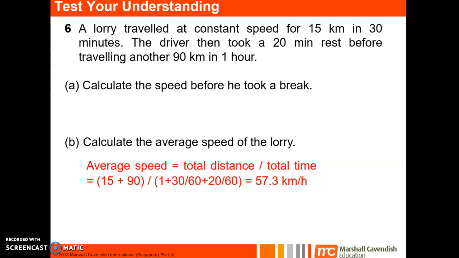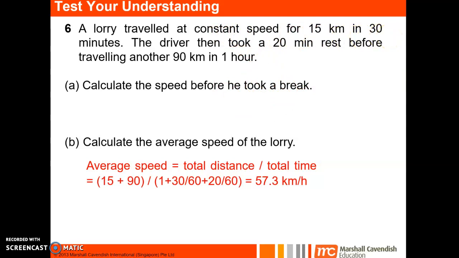Question 6. A lorry traveled at an average constant speed for 15 km in 30 minutes. The driver then took a 20-minute rest before traveling another 90 km in 1 hour. Calculate the speed before he took a break. Before he took a break, he traveled at a constant speed of 15 km in 30 minutes.